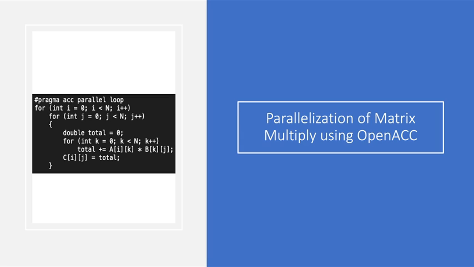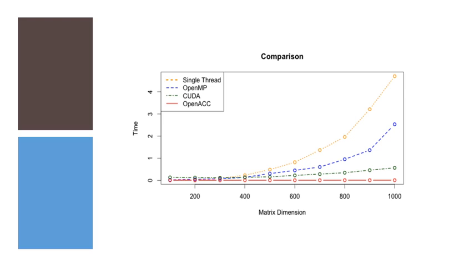So this is my code for matrix multiply, where I have parallelized the three loops. I have parallelized the outer loop in this matrix multiplication. And I have also compared it with different platforms like CUDA, OpenMP, and I've also performed the same code in single thread. So this is the comparison of runtime on single thread, OpenMP, CUDA, and OpenACC matrix multiplication.